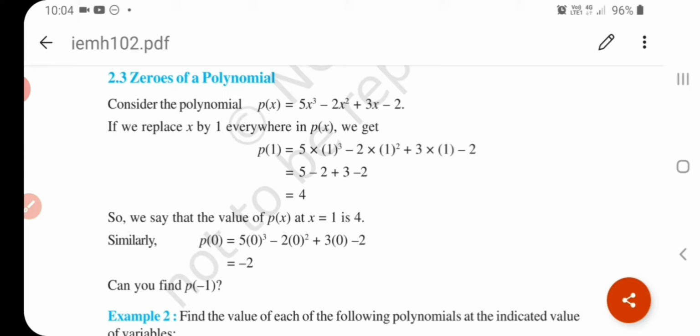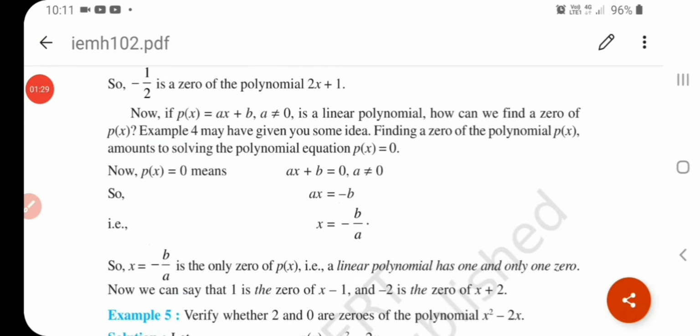Okay, if the polynomial is in the form of x square plus 2x plus 7, x square plus 2x plus 7, then what is the value of this polynomial? So student, what is the zero of this polynomial? ax plus b is equal to 0. So x is equal to minus b upon a. Okay, this linear polynomial has one and only one zero.